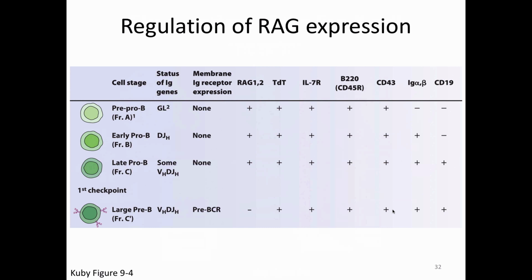The reason why this cell stops making RAG is because it's going to proliferate. It's going to go through the cell cycle. And RAG, our DNA breaking enzyme, is a pretty dangerous thing to have around when you go through cell cycle. So at any step where our developing lymphocyte is going to go through cell cycle, any step where we're going to see a lot of proliferation, we stop making RAG, so that we have a period of time where we can divide and have our DNA be copied safely without getting cut. So we're going to turn off RAG.